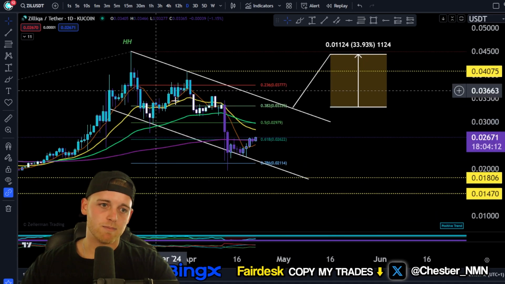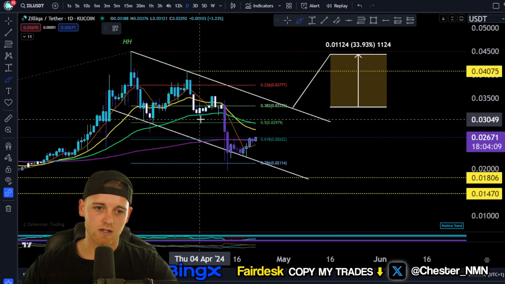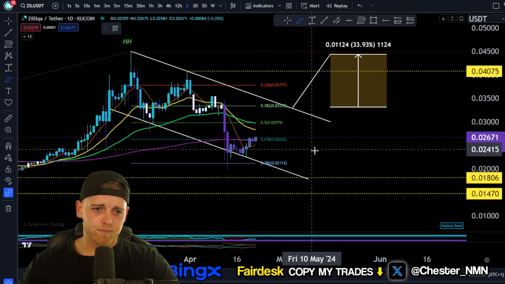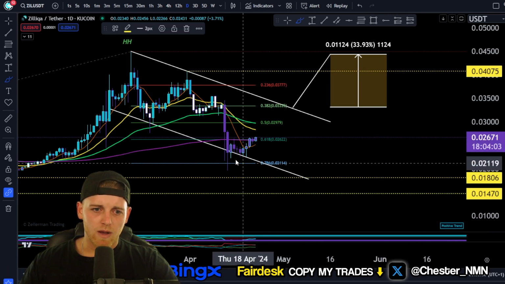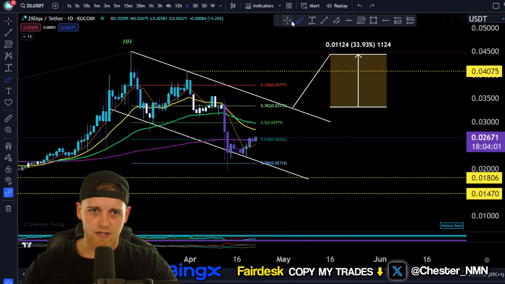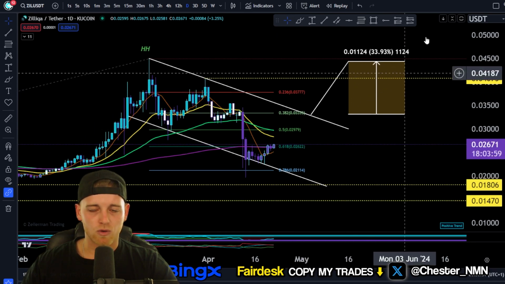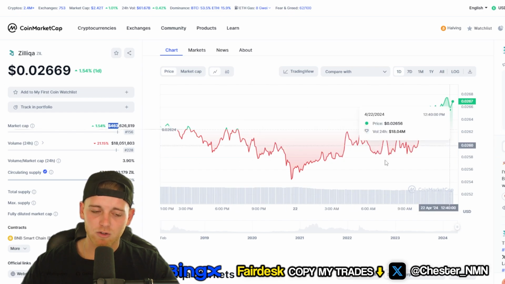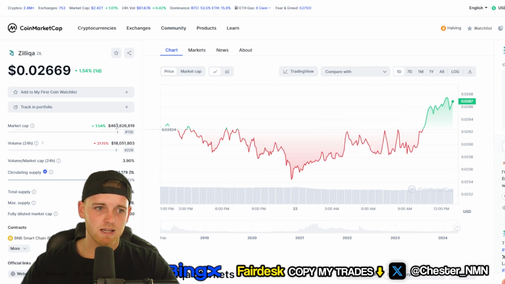But overall, guys, the macro downtrend does look fairly bearish right now. So please be aware we can actually see lows potentially get broken here. And this is a pretty low cap coin. It is currently down at around $463 million here. So yeah, it's still a low cap coin. We're not in the billions just yet.